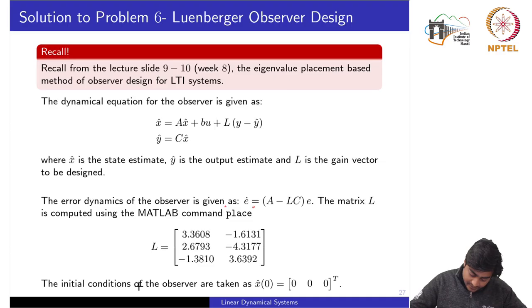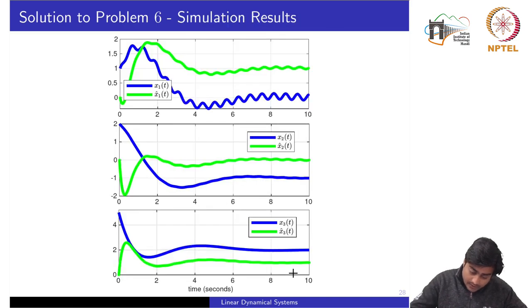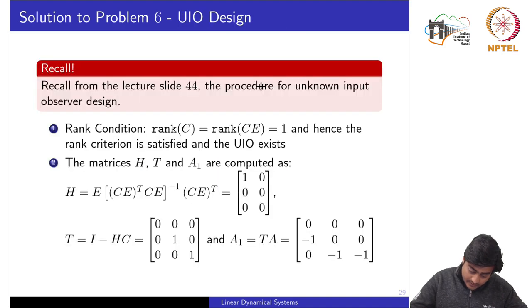Now for simulations, we have taken the initial conditions at the origin. If we see the response of the system and the observer, we see that not only in the transient period but also in the steady state period, the state estimation error does not go to zero. It is because we have not supplied the information of the disturbance to the observer. Now we shall see if this problem can be overcome by designing the unknown input observer.